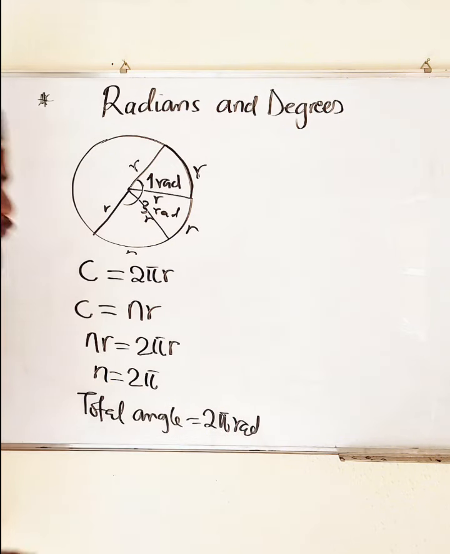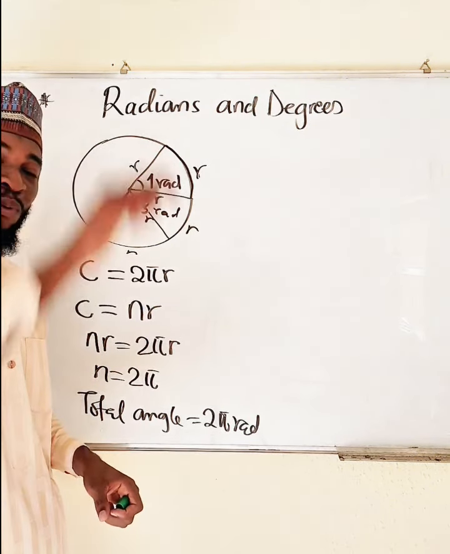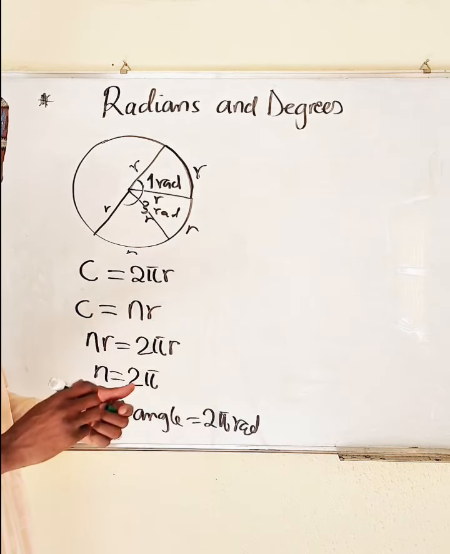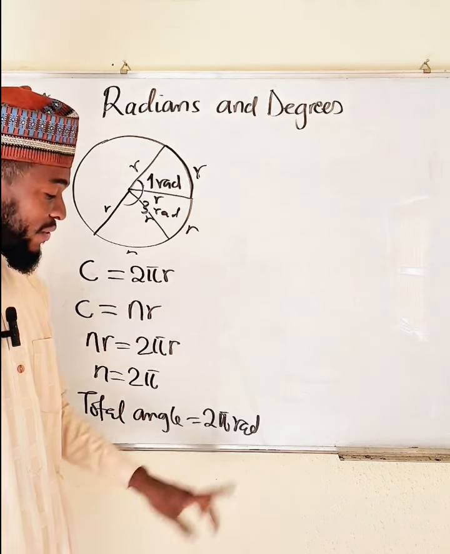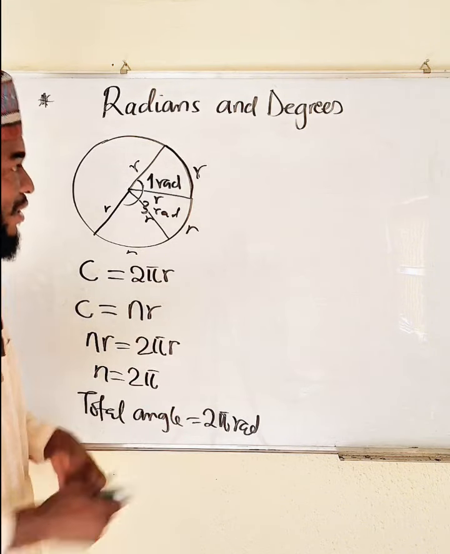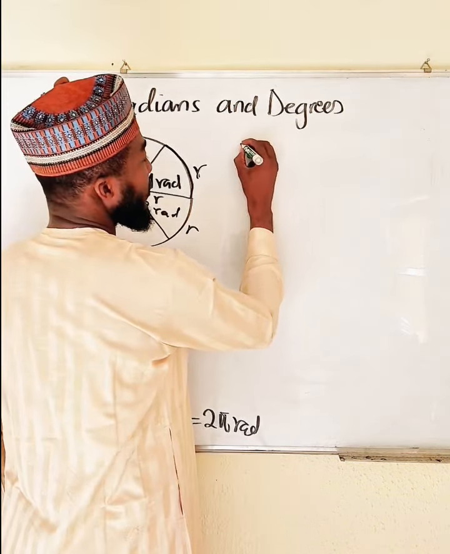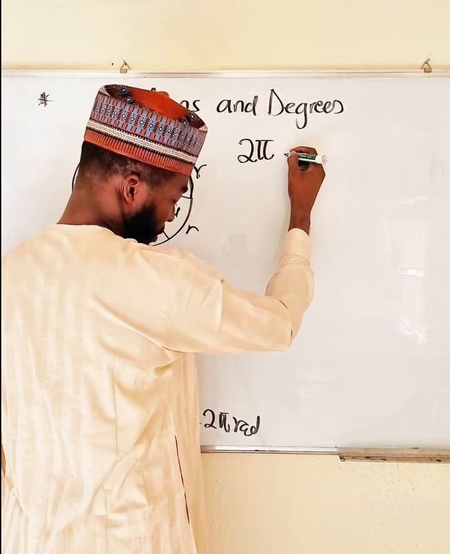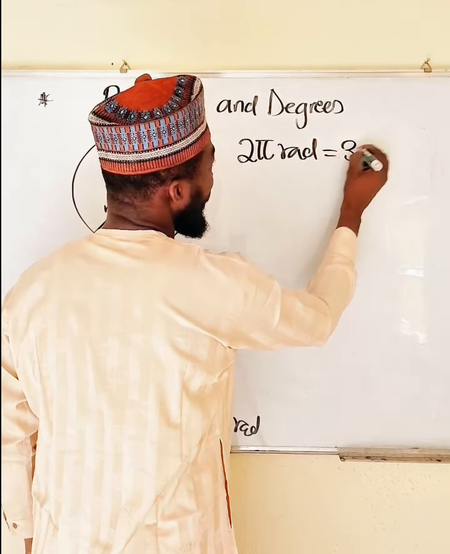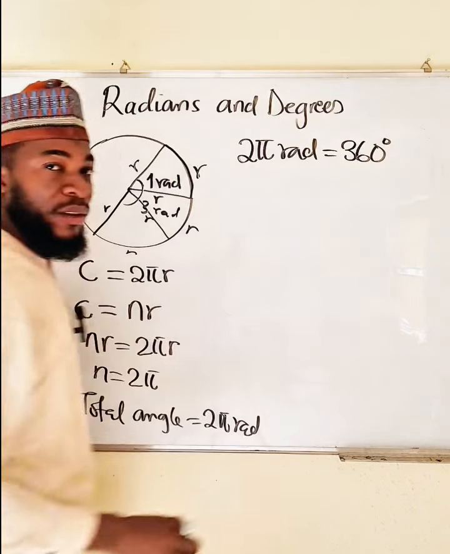radian. 2 pi radian. But we know that around a cycle, we have 360 degrees. Therefore, 360 degrees is equivalent to 2 pi radians. Therefore, 2 pi radians is equal to 360 degrees, right?